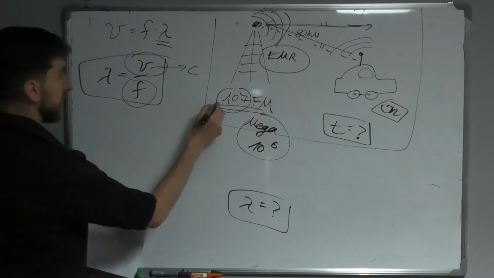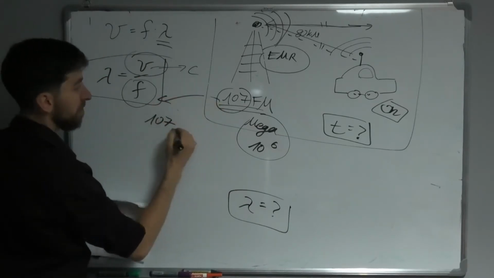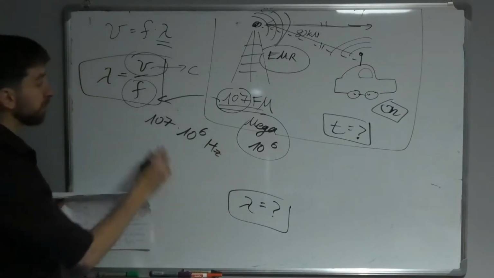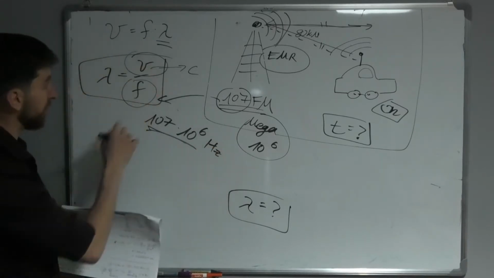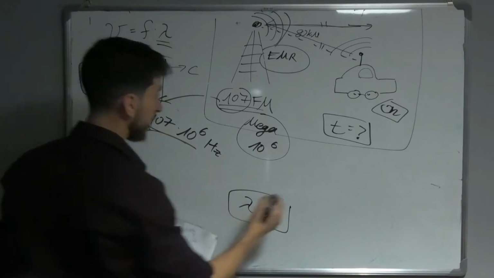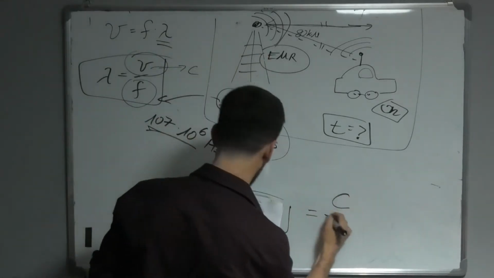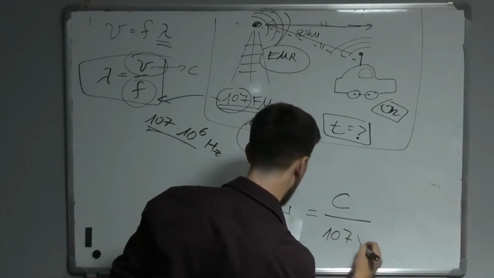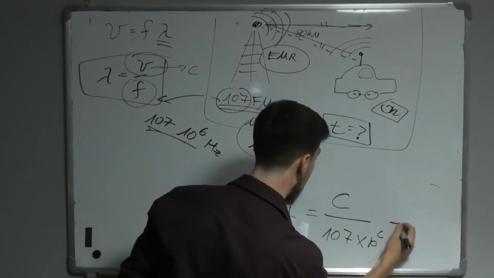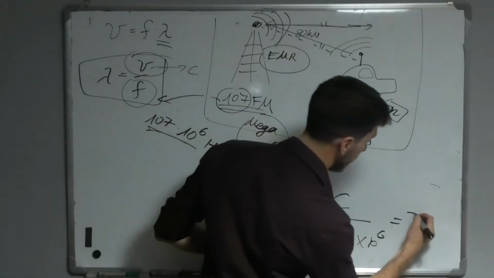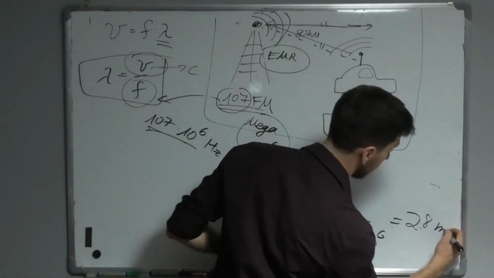So this frequency is actually 107 times 10 to the 6 hertz. That's the idea. So we got everything. Let's put it inside the equation. The wavelength is equal to C divided by 107 times 10 to the 6, and this is equal to what? A huge wavelength, 2.8 meters.